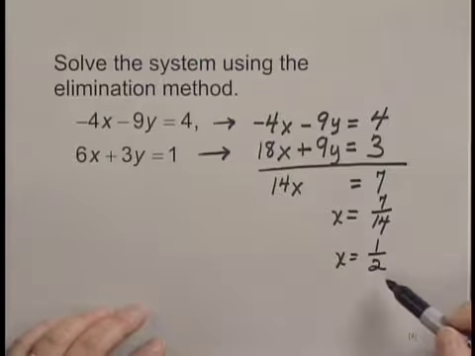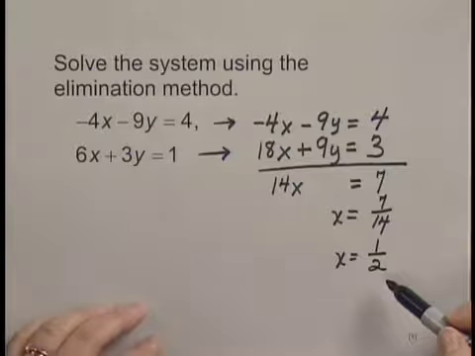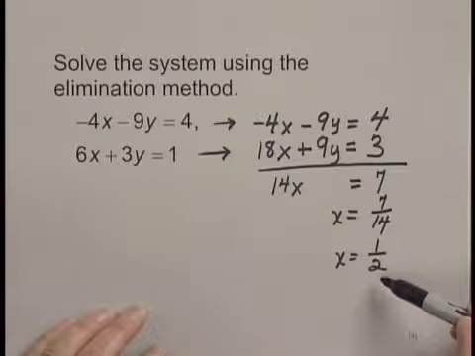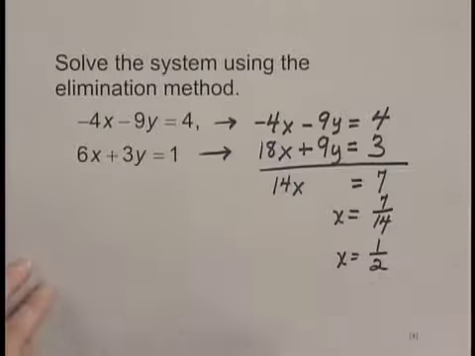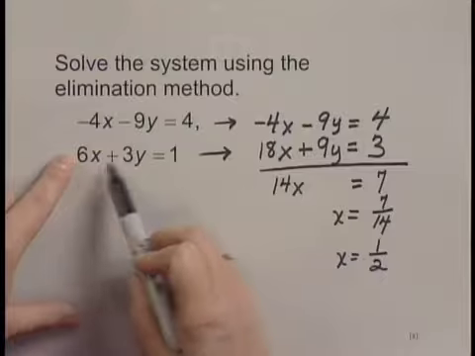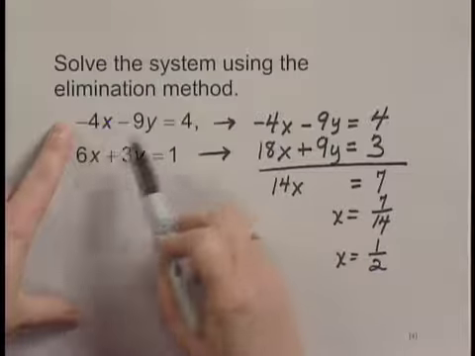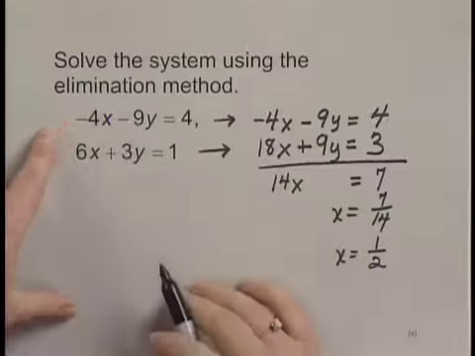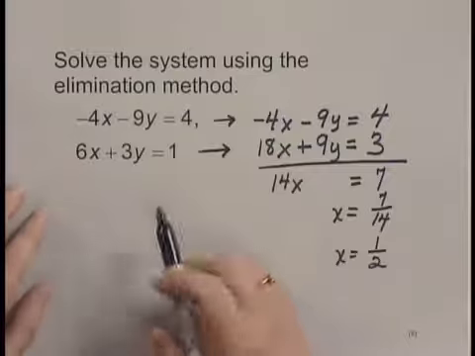Now I know the x value, I need to find the y value. I want to take 1/2 and substitute it for x in either of these equations and find y. I'm going to substitute it for x in the second equation, and I'm going to choose that because the first one has more negative signs and probably a little more room for error.